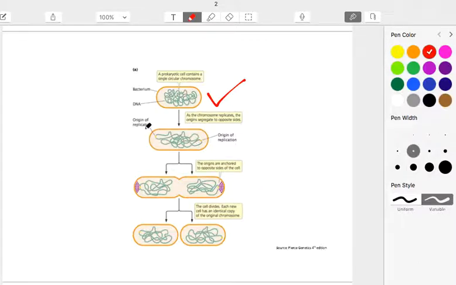There will be two replication origins, one on each side. And you're going to see a cleavage-like structure form in the middle, and you're going to form two identical new copies. So the DNA is replicated into two, and each origin is separated through the membrane, with the forming of a cleavage. So this is about the prokaryotes.